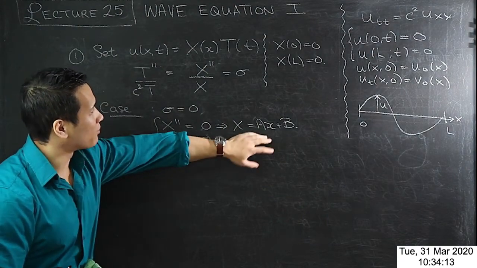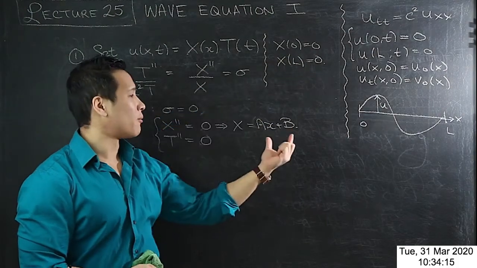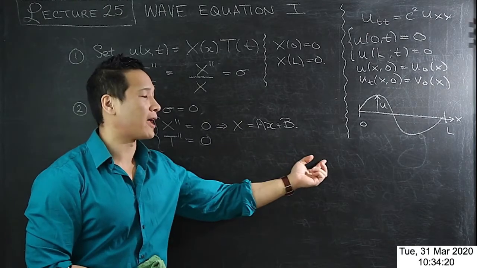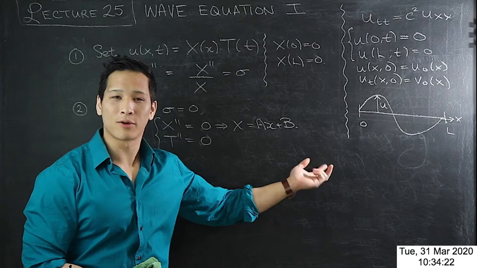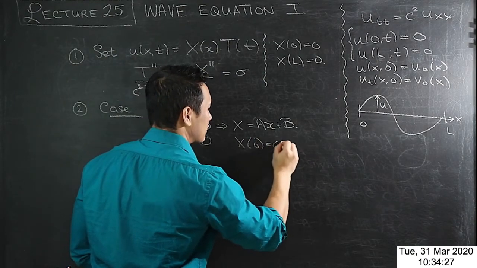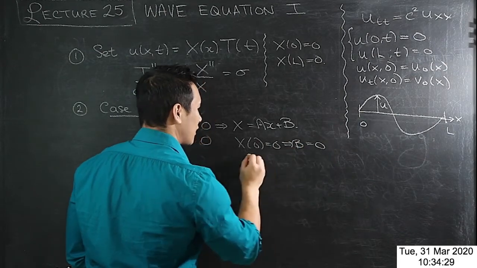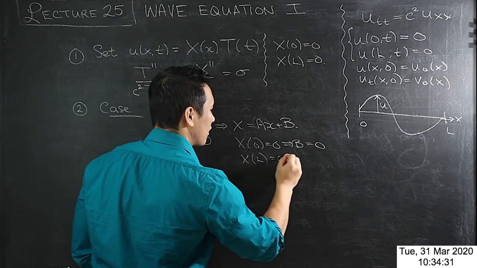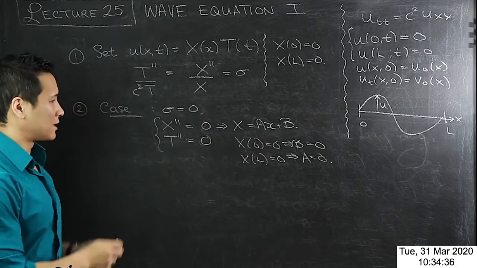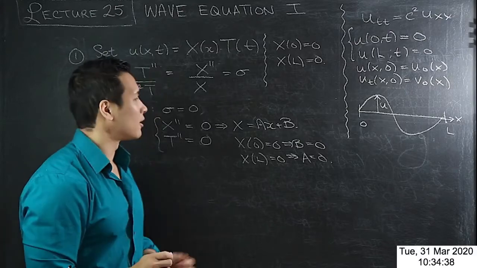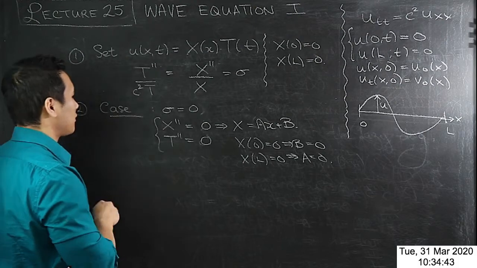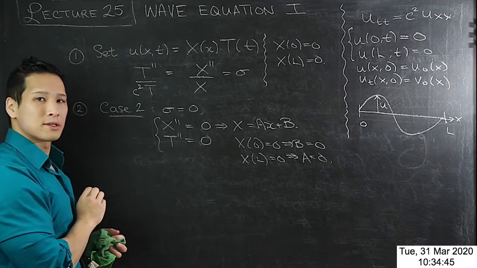Okay, so now you're going to impose those two boundary conditions, but the only line that goes through zero at zero and goes through zero at L is the trivial line, right? So X of zero being zero tells you that B is equal to zero, and X of L being zero consequently tells you that A is equal to zero. The only line that goes through zero on both sides is just the trivial line, and you're left with the trivial solution. Okay? So that was case number two, sigma equal to zero.